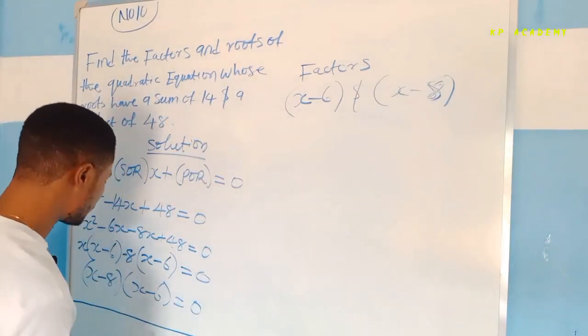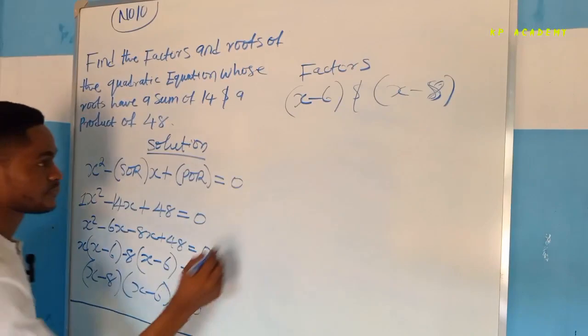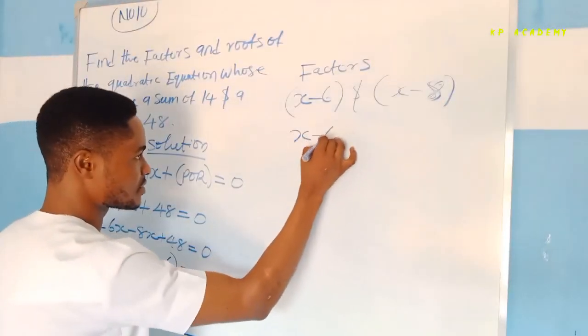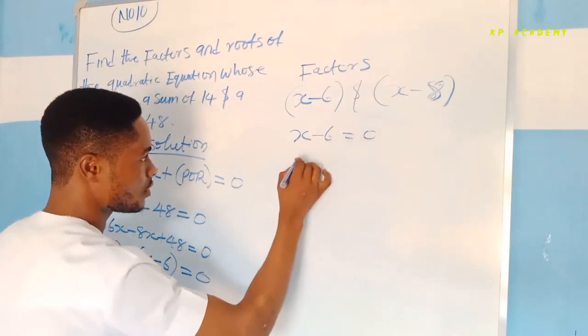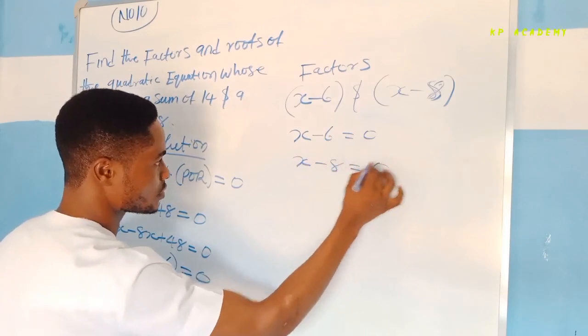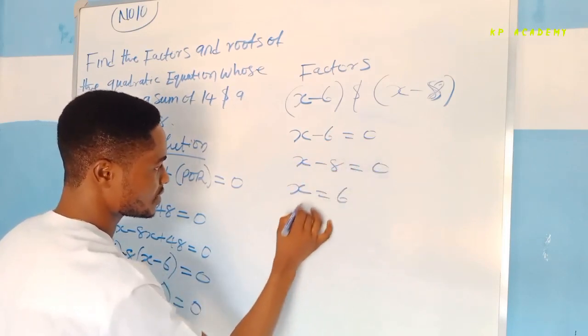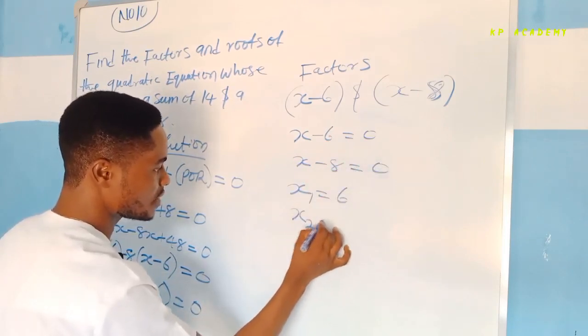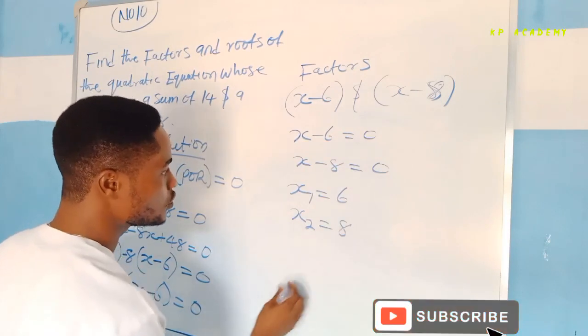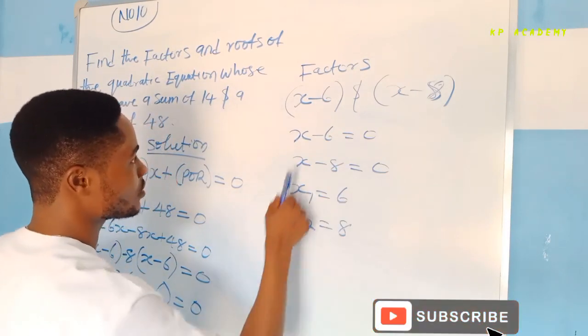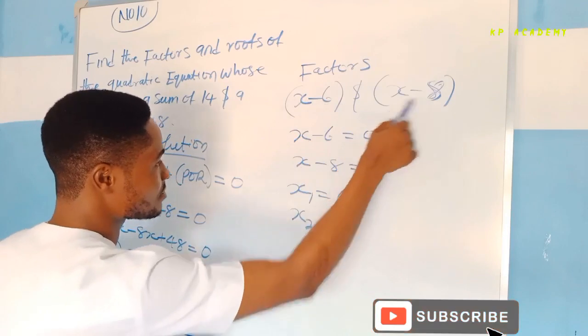Now, what about the roots? The roots are that x minus 6 is equal to 0, or x minus 8 is equal to 0. Therefore, x is equal to 6, that's x1, and x2 is equal to 8. Therefore, the roots are 6 and 8, and the factors are x minus 6 and x minus 8.